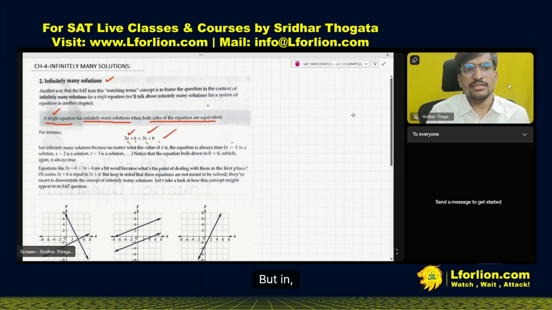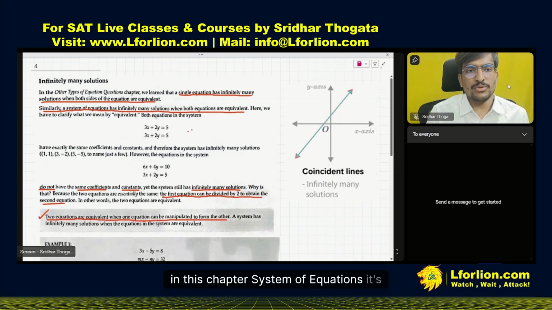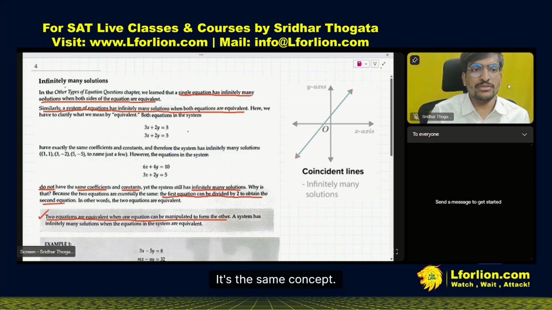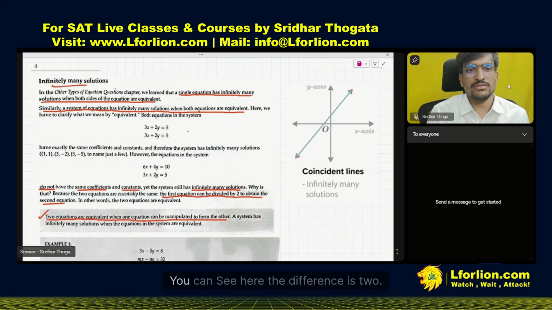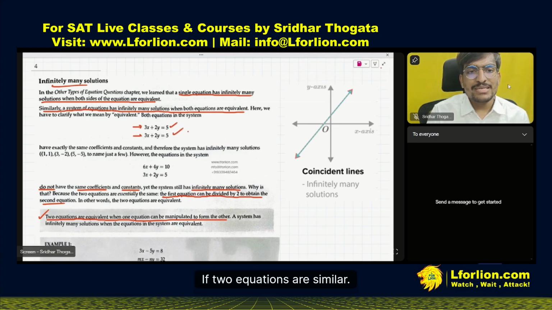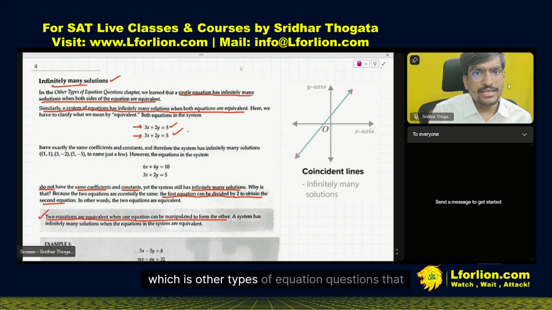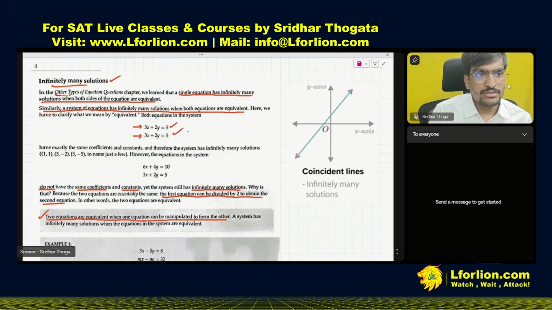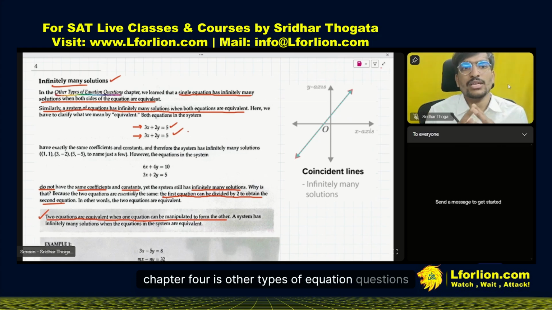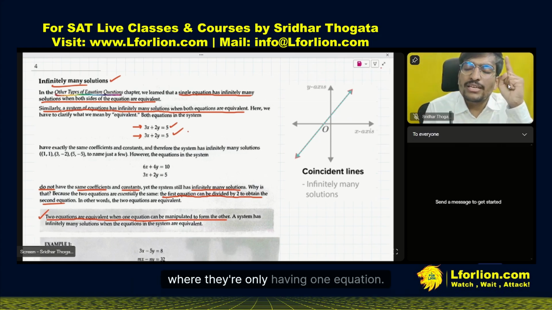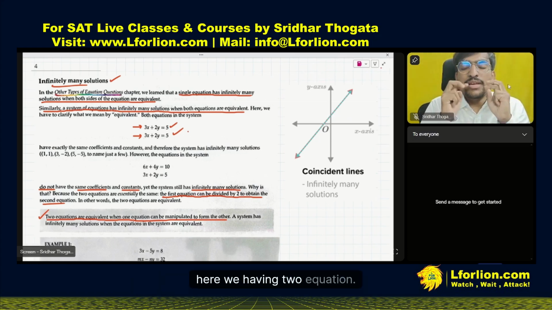But in this chapter, system of equations, it's different. It's the same concept. Infinitely many solutions. You can see here the difference is two equations are the same. If two equations are similar, exactly the same, then it has infinitely many solutions. Not like chapter number 4, which is other types of equation questions, where they're only having one equation. Here we have two equations.